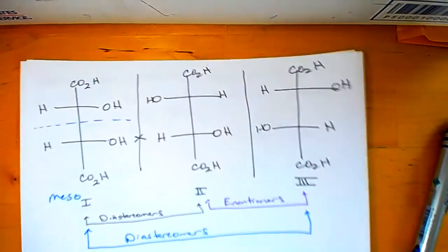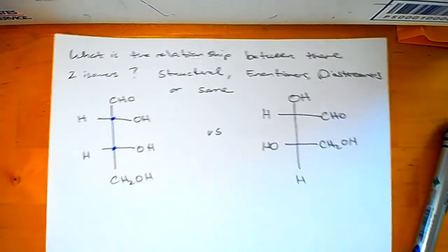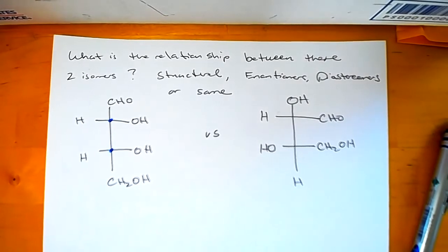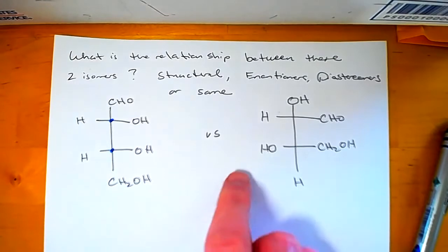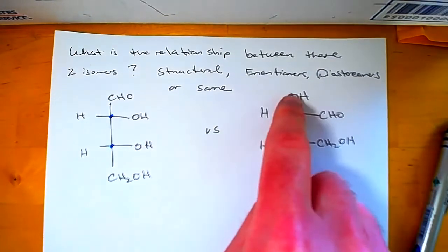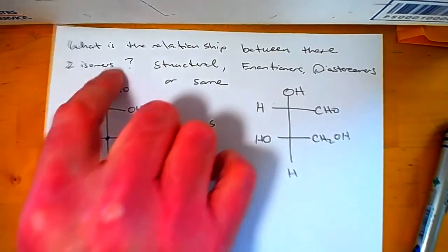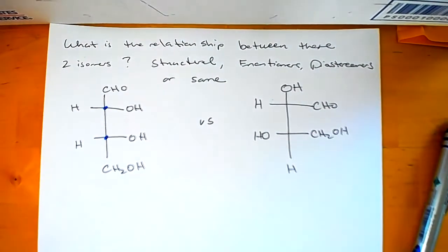Now let's take this one step further. Let's say you had these two structures, these two Fischer projections, and you wanted to know, what's the relationship between these two? Are these structural isomers? Are they enantiomers? Are they diastereomers? Or are they the exact same compound? Now, I've muddied the waters here because the top and the bottom groups are in different locations. But I think you can see that the same three groups on the end are in fact the same, just in a different order.